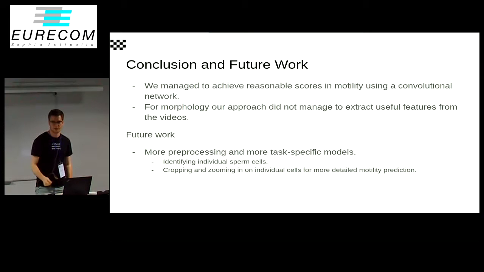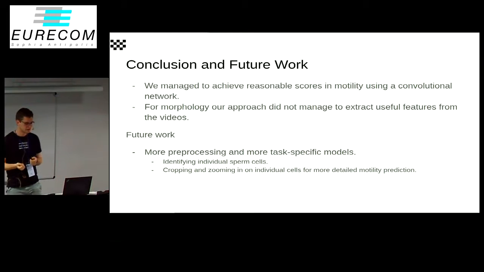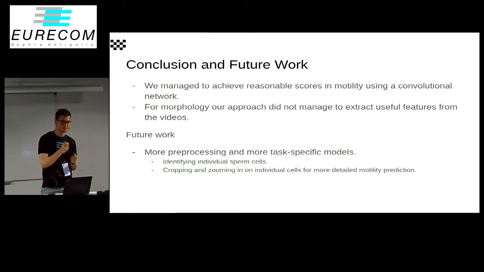So maybe for future work, it would be very beneficial to generate models that are more specific to the task instead of general convolutional networks. So probably doing some pre-processing in tracking individual sperm cells would be useful for the morphology, at least, to look at individual sperm cells that are interesting. And for motility, you could probably benefit from also visualizing and marking each individual sperm cell for easier analysis.